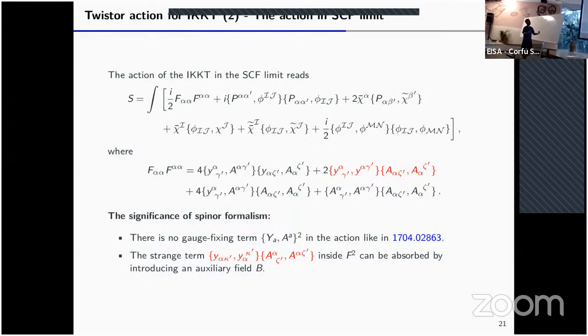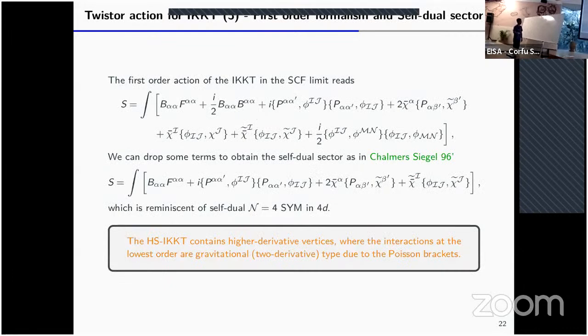The significance of the spinor formalism is the following. There is no gauge fixing term that has this form, which appeared in a previous study of Steinacker and Hanada. However, the strain term, which I denote in red here inside the F squared term, can be absorbed by introducing an auxiliary field B. By introducing this B field, we can absorb all the garbage in the background into this B field. What we have left is the first order action of the IKKT, strictly a first order BF action, the Yang-Mills part and the rest.